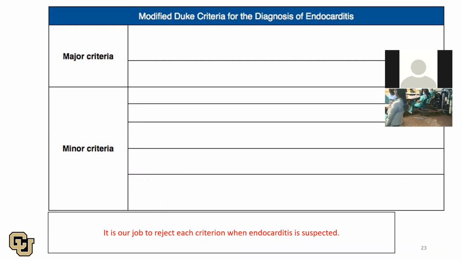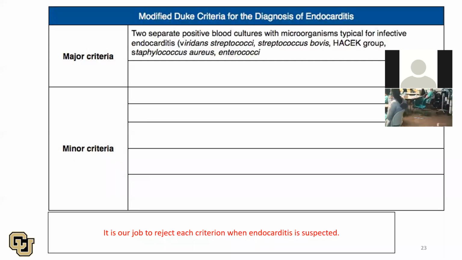Until then, you have to do further investigation, diagnostic studies, repeated exams to see if the patient fits these criteria, making it a definitive diagnosis of endocarditis. So let's go through these step by step. So there are two major criteria. The first one of which is that the patient has to have 2 positive blood cultures with typical organisms. And these are staph and strep, and then the HACEK group.